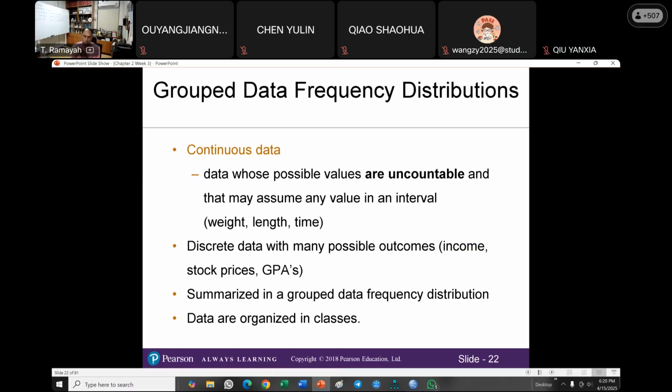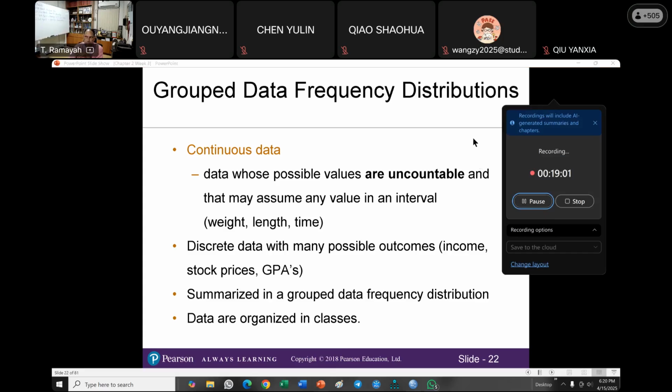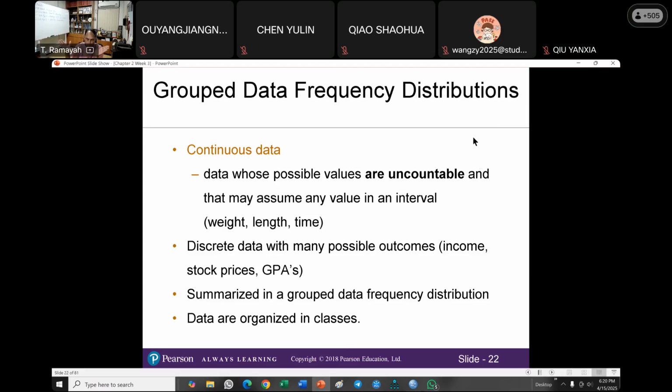Okay, so far we have talked about how to group data into a frequency distribution when the data are discrete and countable. Let's say we have data which is continuous. Continuous data are by default uncountable. Uncountable means you cannot count. The numbers are too big.